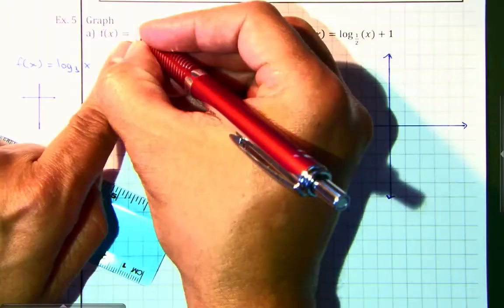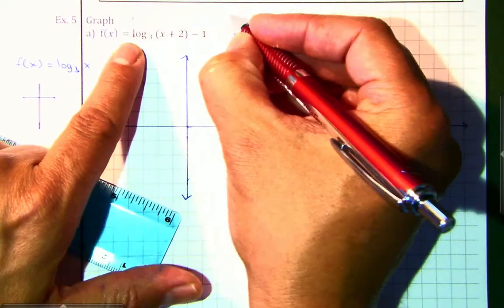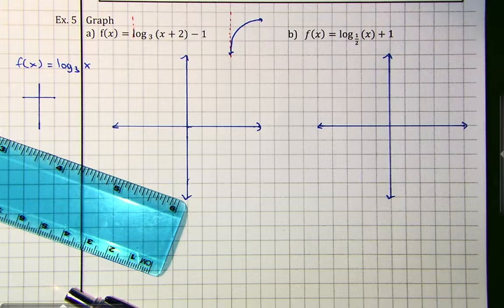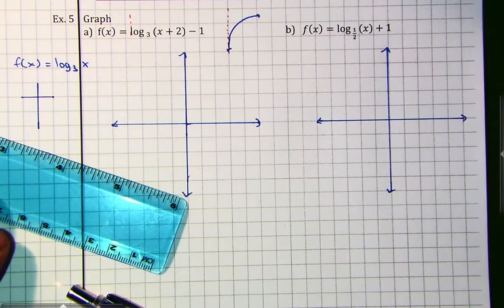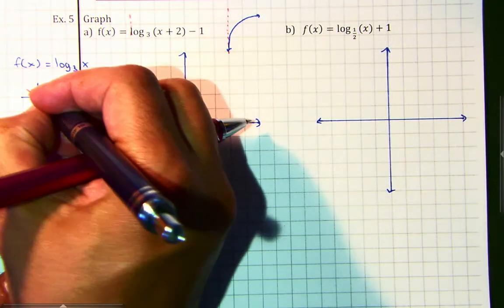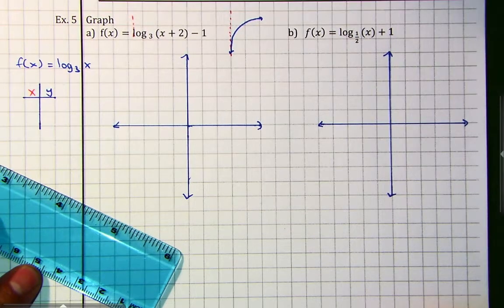Every time I see the log, I always think of the vertical asymptote. That should help you remember the shape, right? The L, you see it? So plugging in values for x gives you back values for y. What value should I plug in for x? Can I plug in 0? No. Can I plug in 1? Yes. So I'm going to plug in 1.